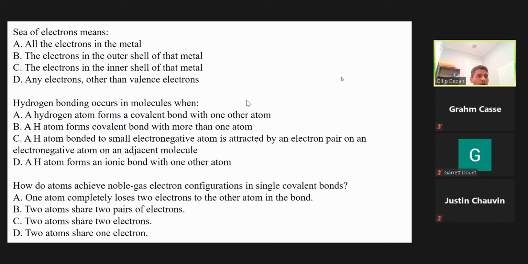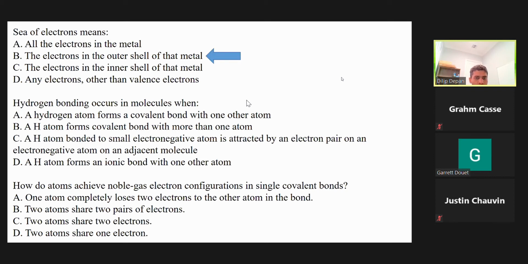Okay, sea of electrons means all the electrons in the metal, the electrons in the outer shell of that metal, electrons in the inner shell of that metal, or any electrons other than valency electrons. It's B, because the outer shell or valency electrons get removed from the metal atom, and then they become a part of the electron sea, the sea of electrons in the metals.